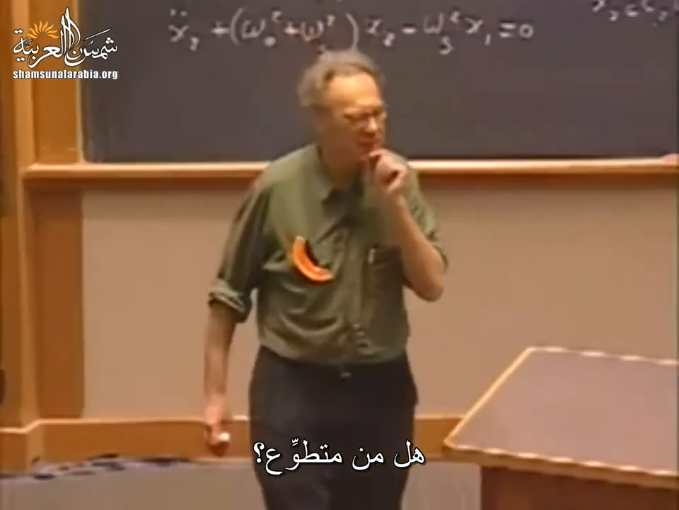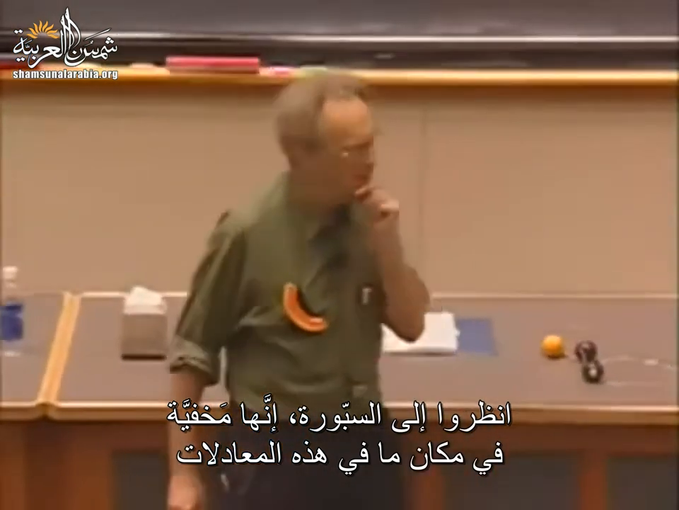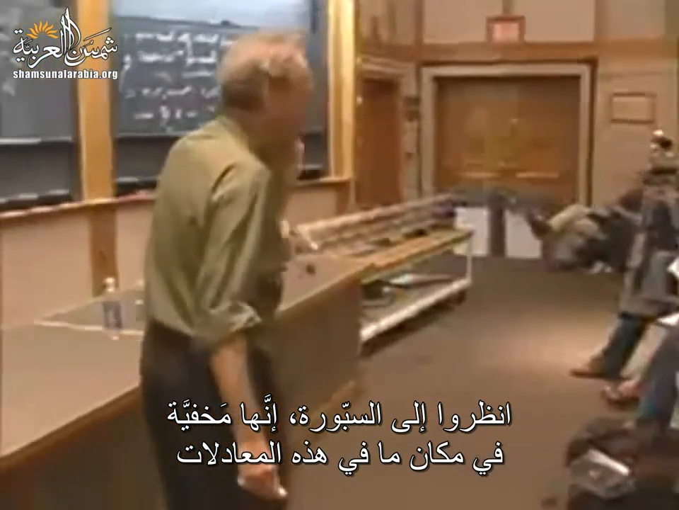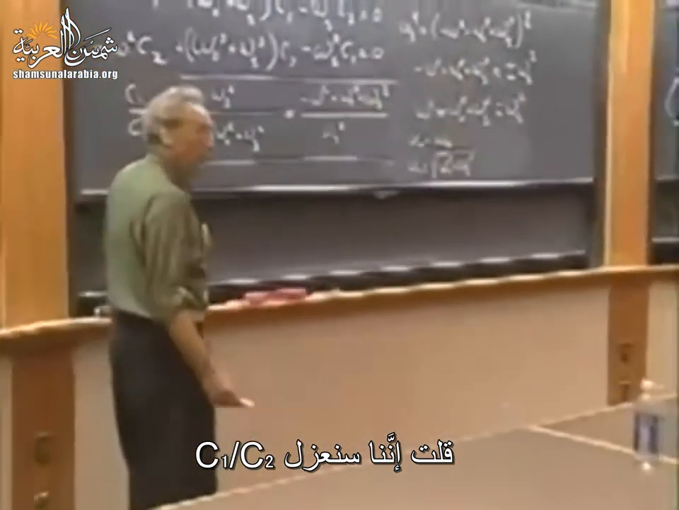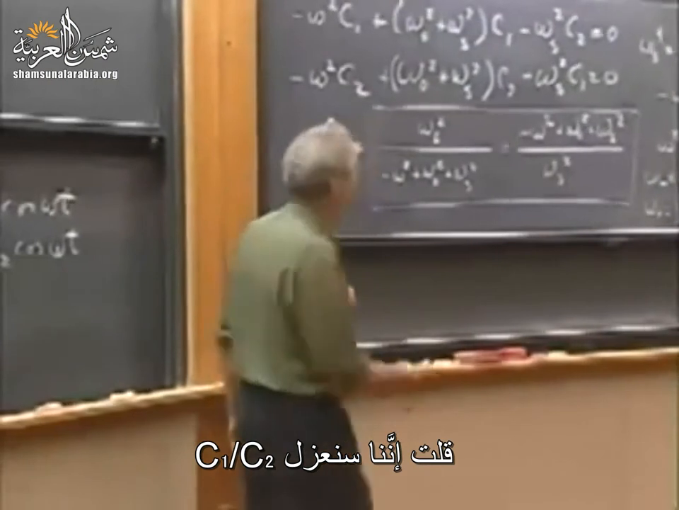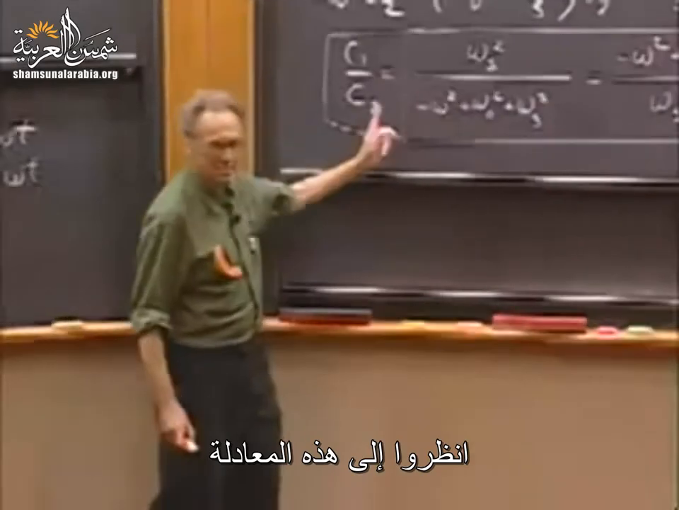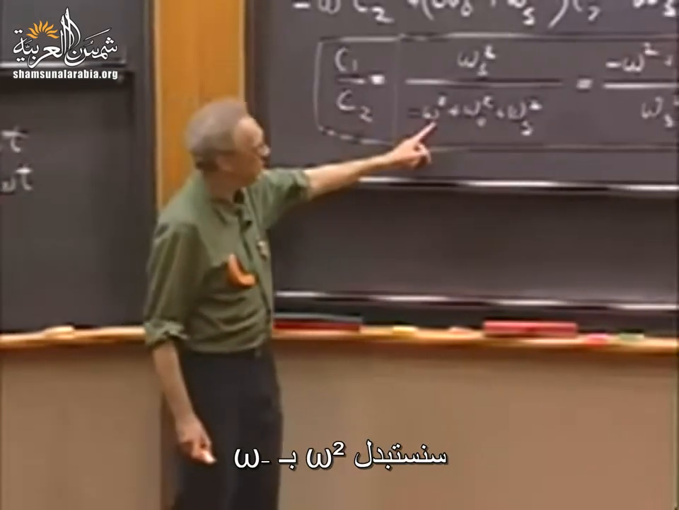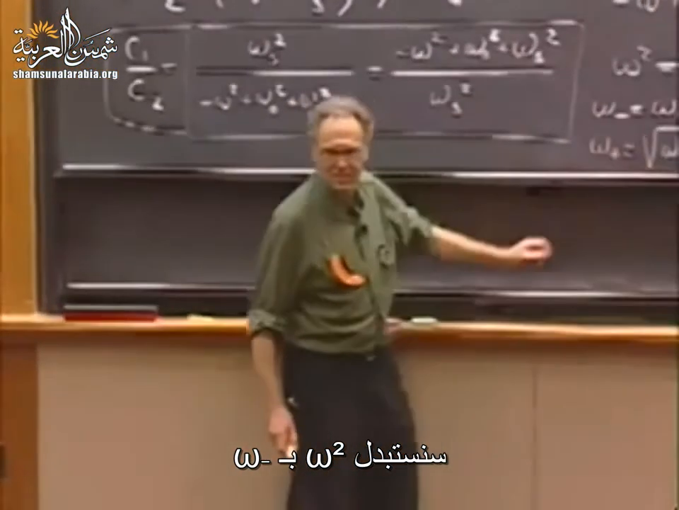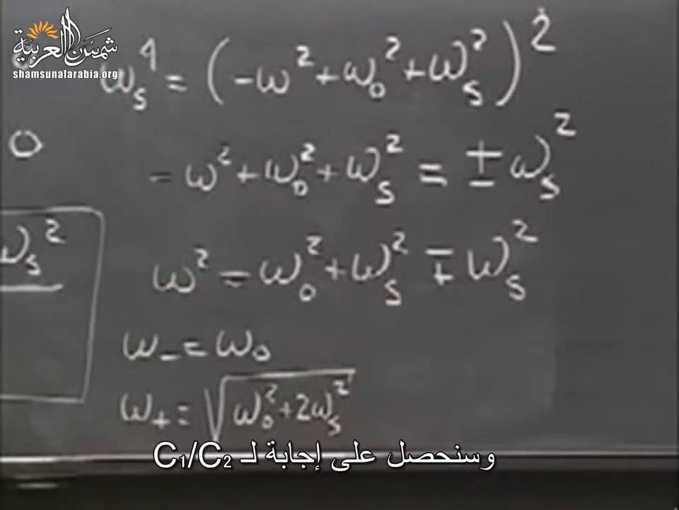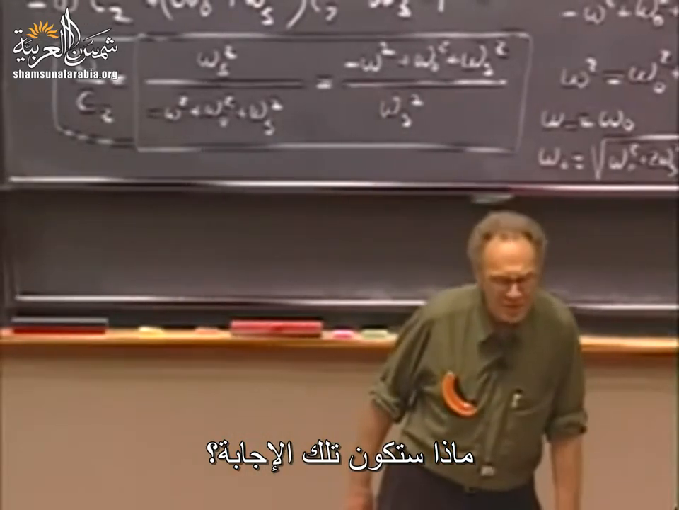Any volunteers? Look at the blackboard. It's somewhere hidden in those equations. I said we're going to eliminate C1 over C2. You think C1 over C2 likes to be eliminated? Let's call it back. And look at this equation. Substitute in here for omega squared, substitute in omega minus. Then you get an answer for C1 over C2. What do you think that answer is?